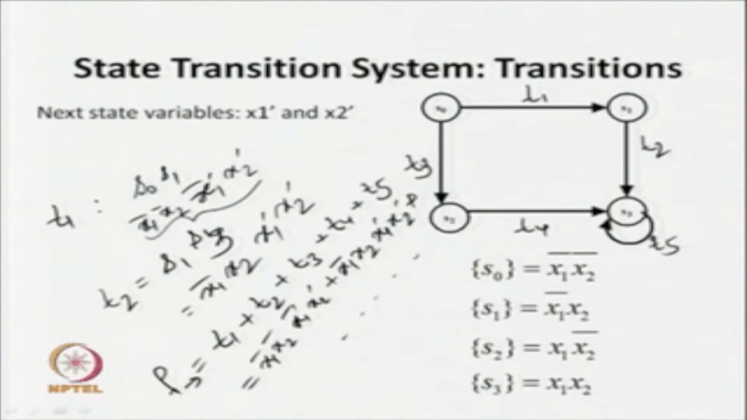You see that the collection of those transitions gives me the behavior of this transition system. That means all those transitions can be represented with the help of a Boolean expression. We are getting a Boolean expression. Once we have this Boolean expression, then what can we do?